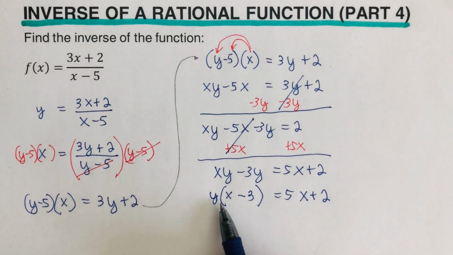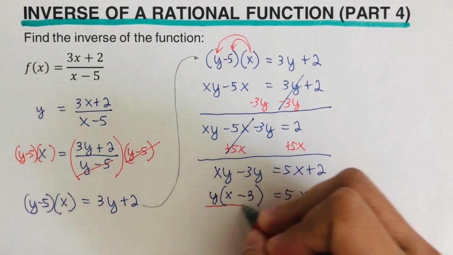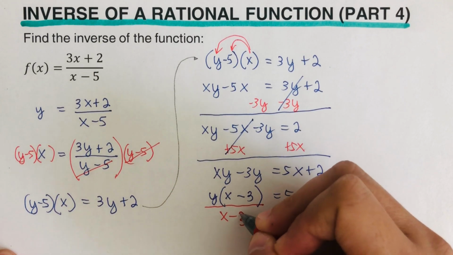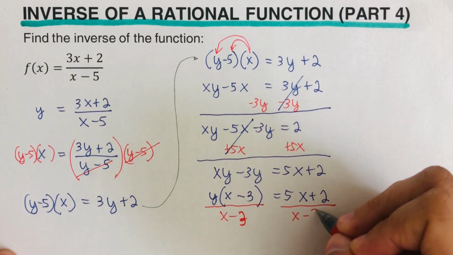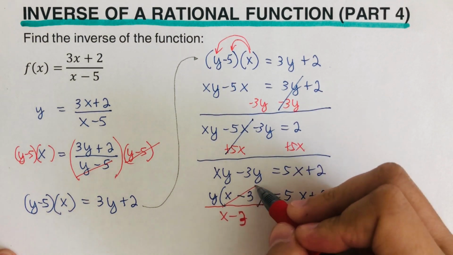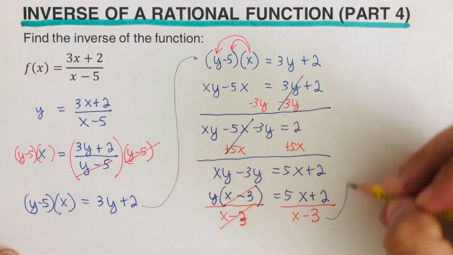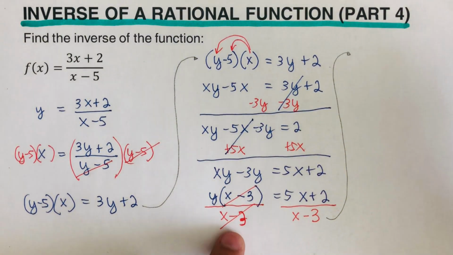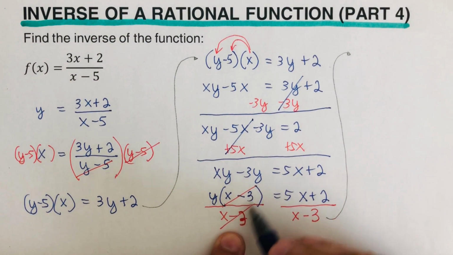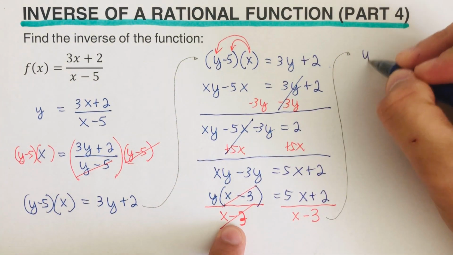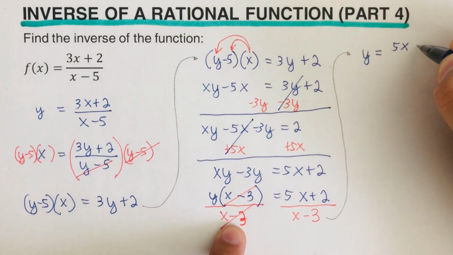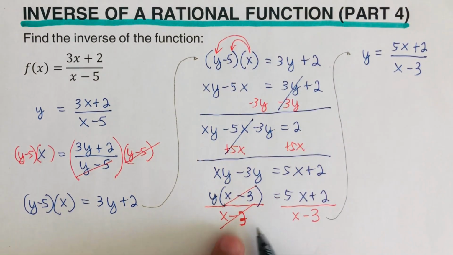Since I wanted the y by itself, I can go ahead and divide both sides by x minus 3, and then divide this by x minus 3. Then I can cross out the x minus 3 and x minus 3. I'm just going to show the work up here. So y is the leftover since I already crossed out the x minus 3. So that's y is equal to 5x plus 2 over x minus 3. That's the leftover since, again, I cancel out the x minus 3 and x minus 3. From here, we're ready to move on to the third step.